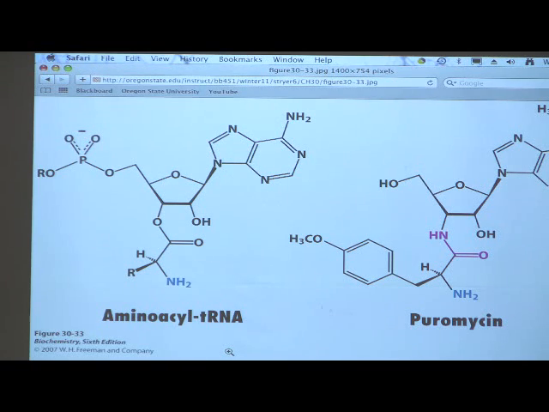Translation is stopped. The ribosome can't get free. You've completely stopped translation in this organism, and you will kill it, whether it's a prokaryotic cell or a eukaryotic cell. This works on both types of cells.